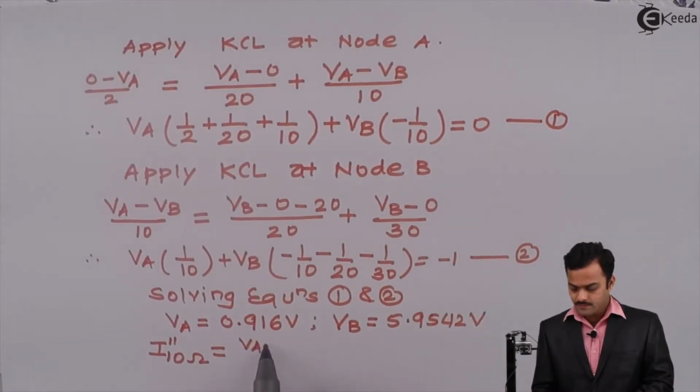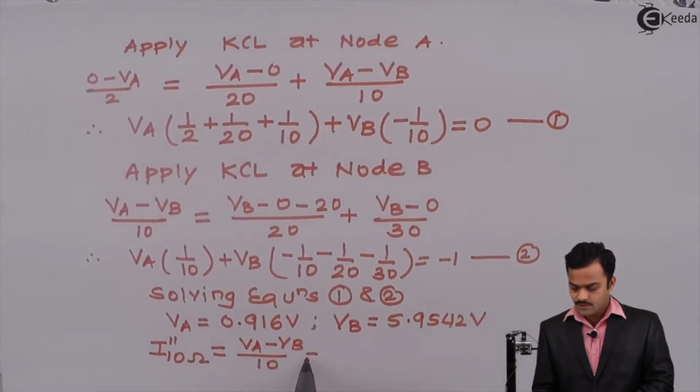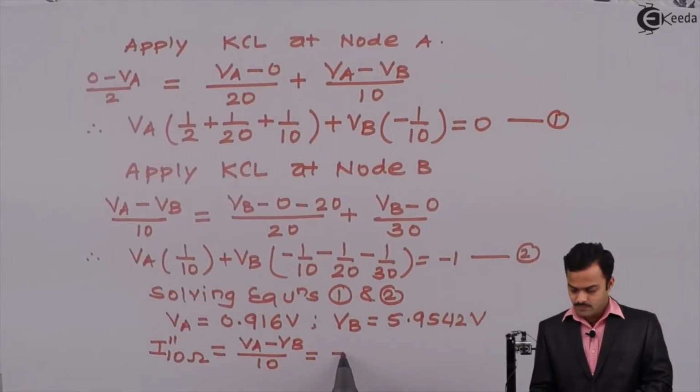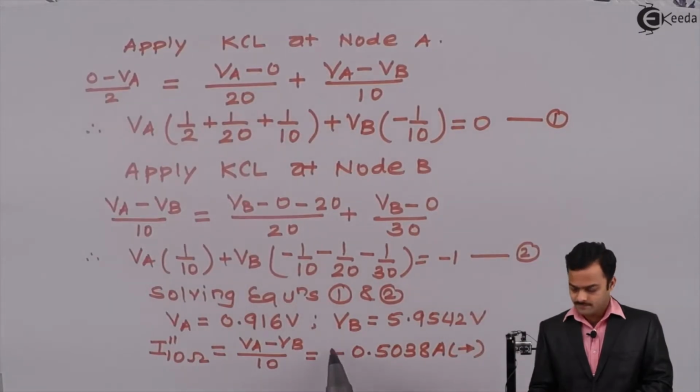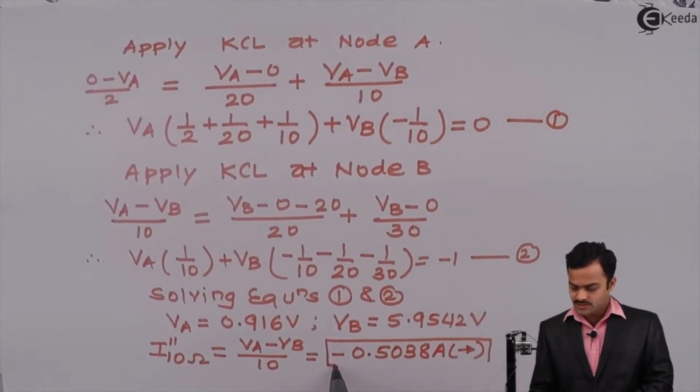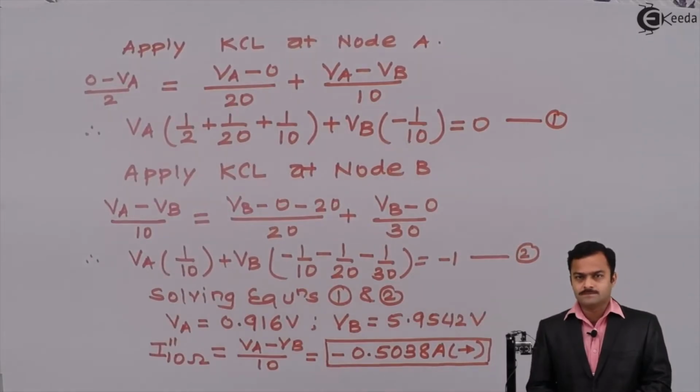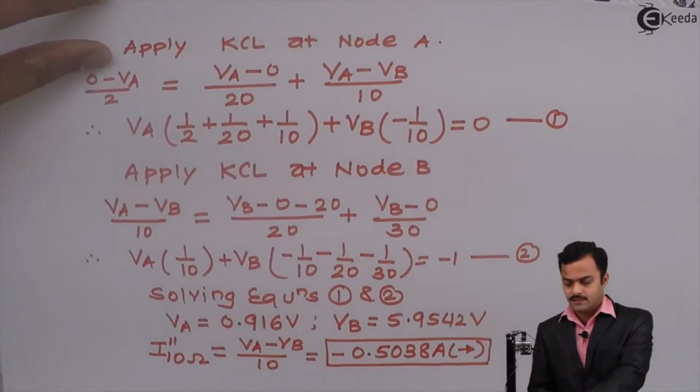It is VA minus VB divided by 10. If I substitute the values of VA and VB, I will get minus 0.5038 ampere. Though it is a minus, still I will consider current direction same as the assumed one. So this is the second part of the solution. Let's go to the third part, where we need to consider a third source, which is a current source.